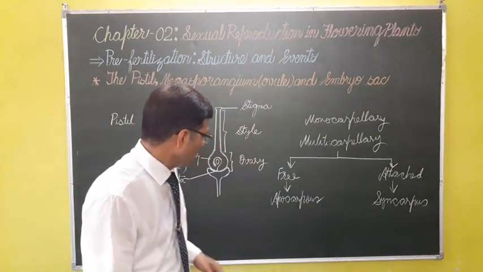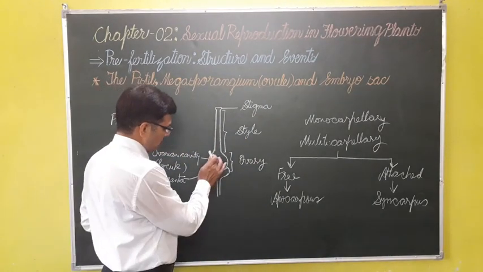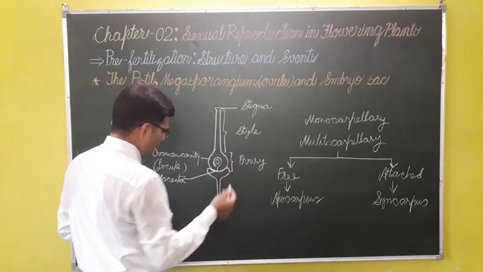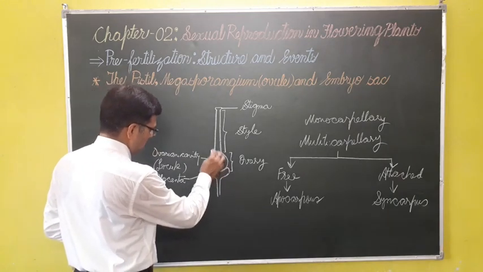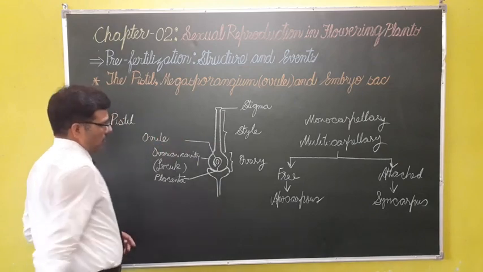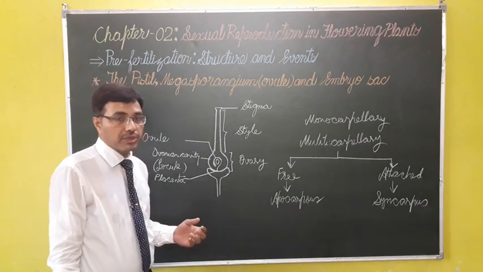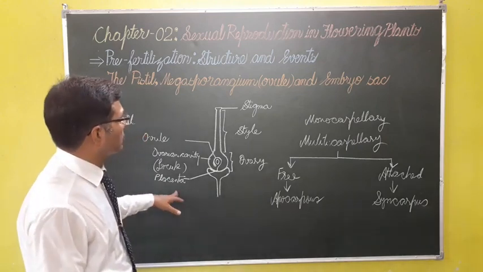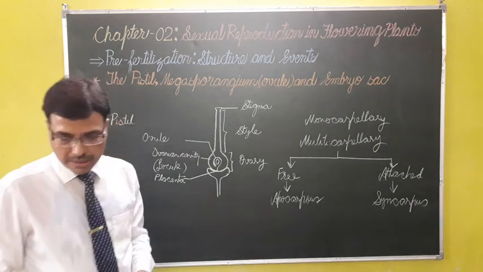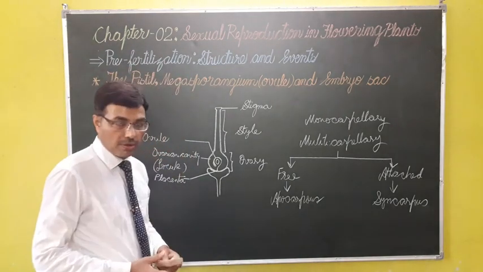Now we will discuss in detail this structure, I mean the ovule. I have not labeled it, it is the ovule found in the ovary. It's a very important part, because inside the ovule there will be the formation of the female gamete, and the ovule is also called the megasporangium, right? So let us draw a detailed structure of an ovule.